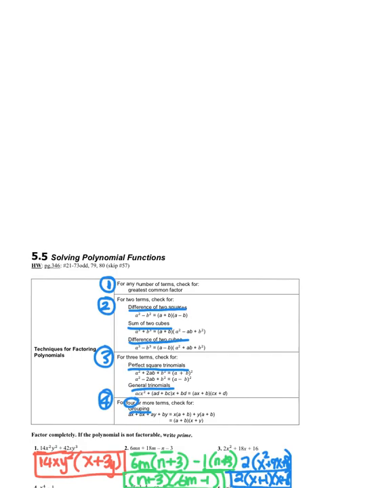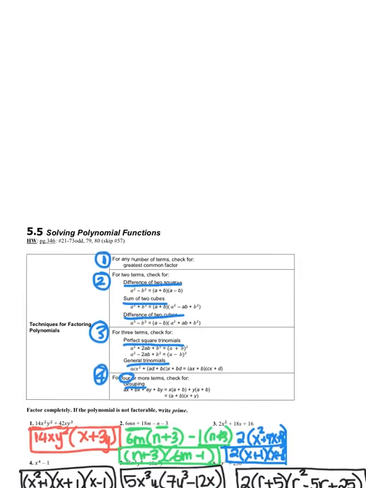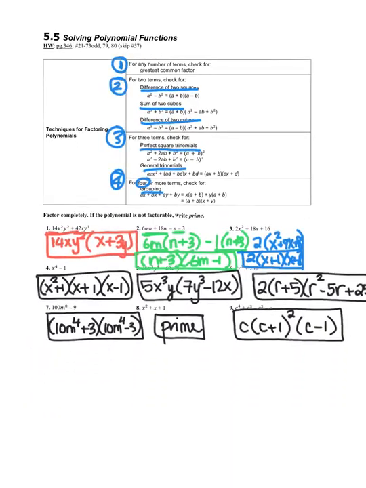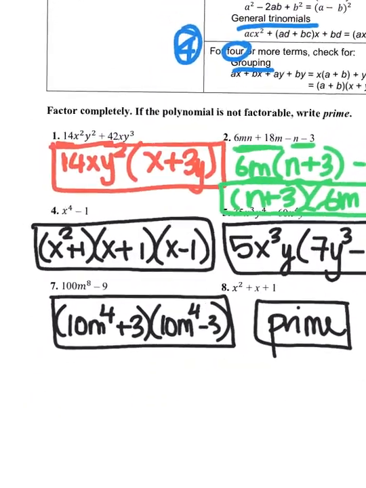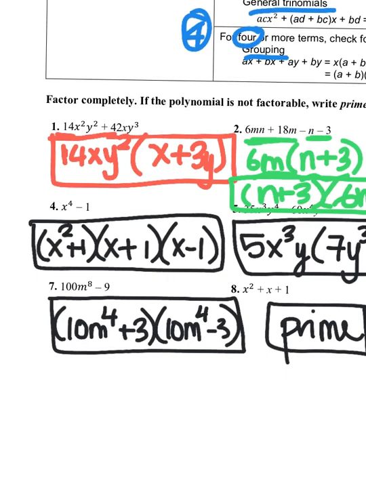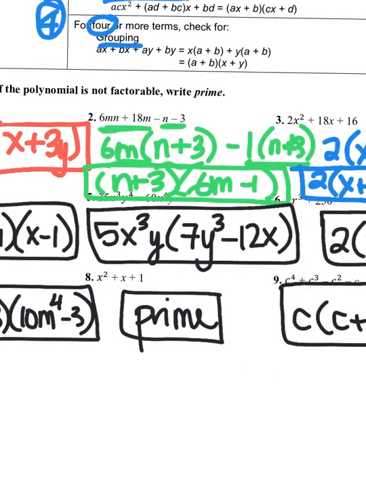All right, if you're ready, here are the answers. Starting with number 4, the answer is x squared plus 1 times x plus 1 times x minus 1. Number 5, our answer is 5x cubed y times 7y cubed minus 12x. And actually you can write it as 5x cubed y times negative 12x plus 7y cubed if you want to write it in order. Either way is fine.